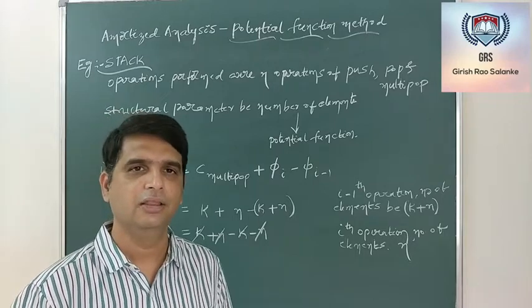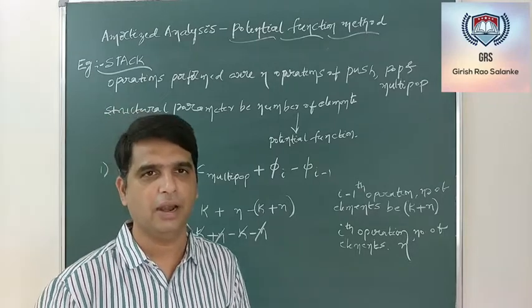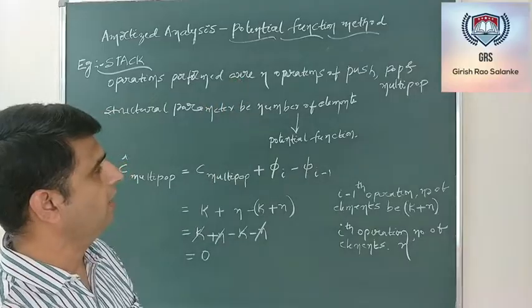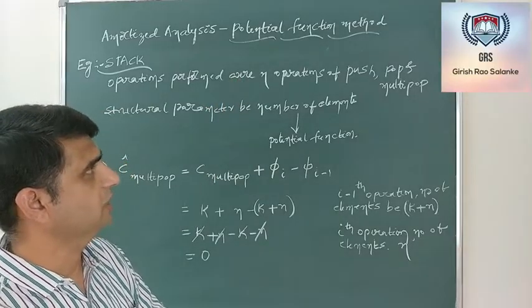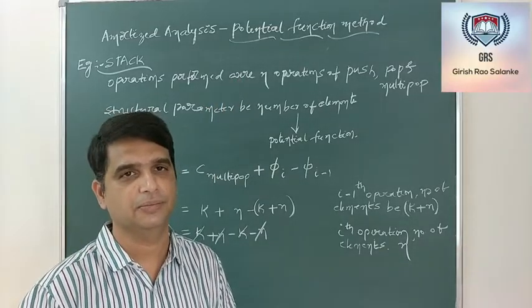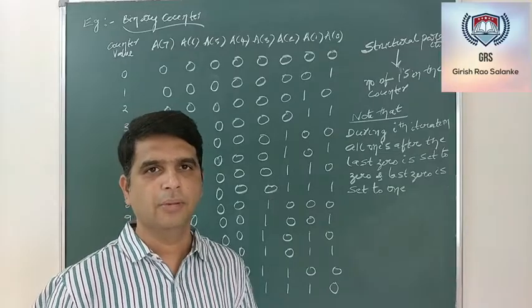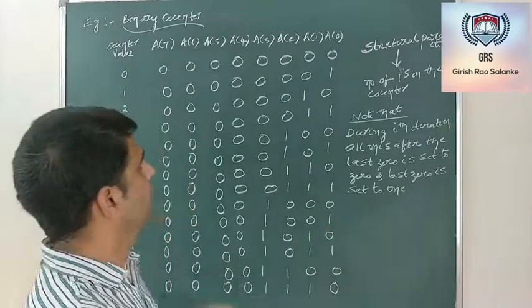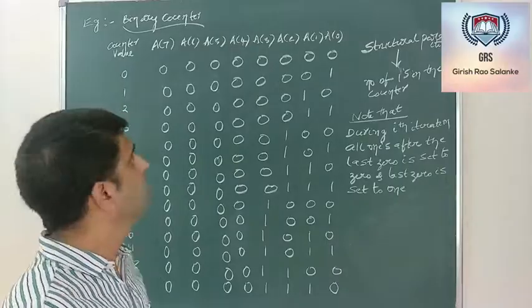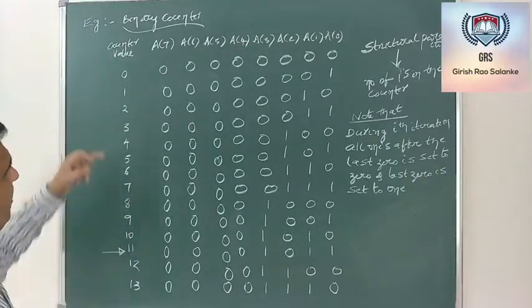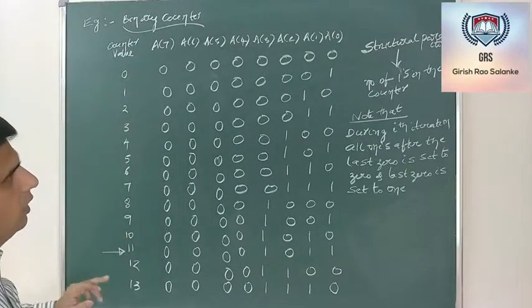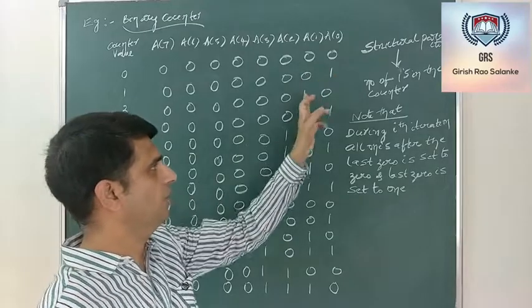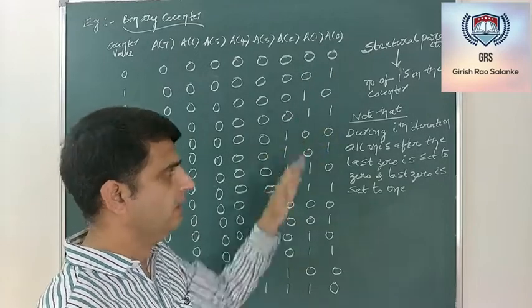Let us consider the example of the binary counter and see what happens if I do an amortized analysis with respect to the potential function method. Coming to the example of the binary counter. Now this is an 8-bit binary counter. These are the counter values. I have just taken the counter values from 0 to 13. So this is 0, 1, 2, 3, 4, 5 and so on.